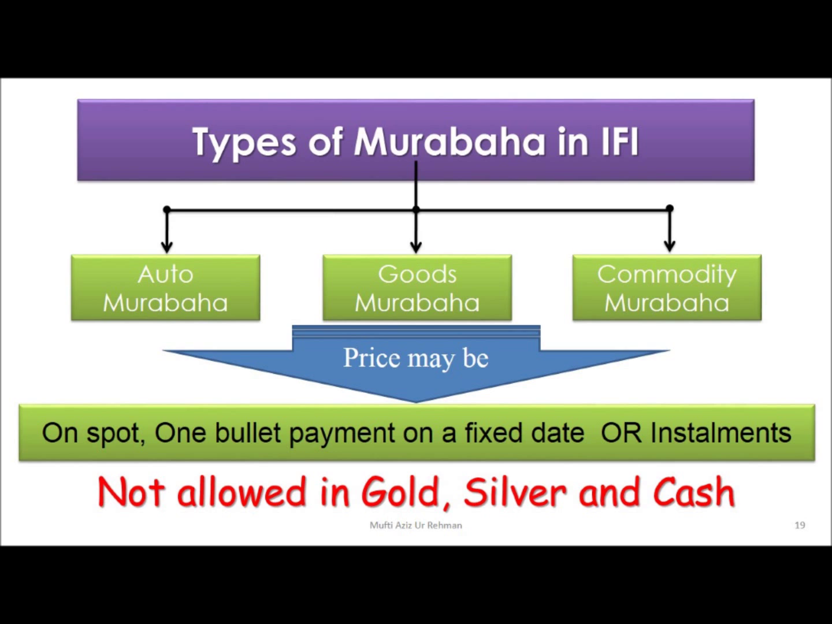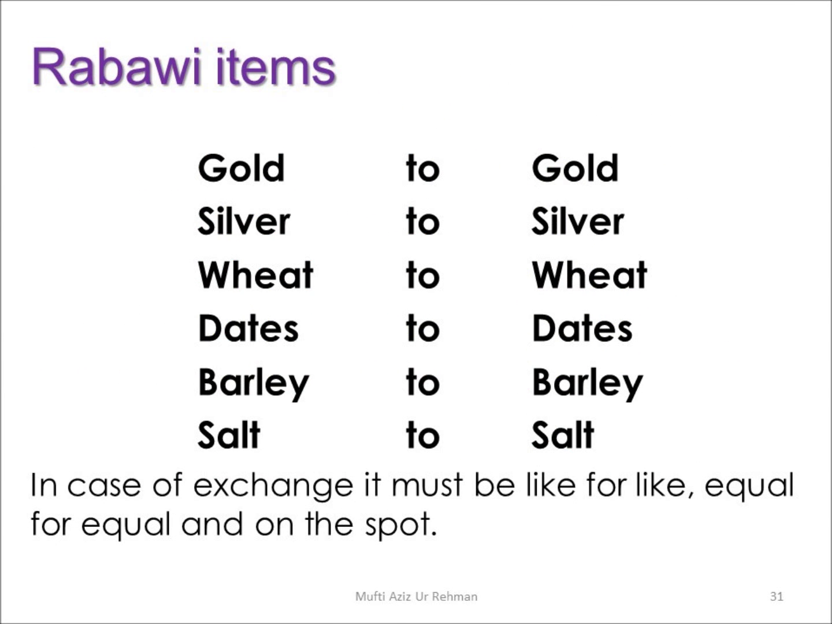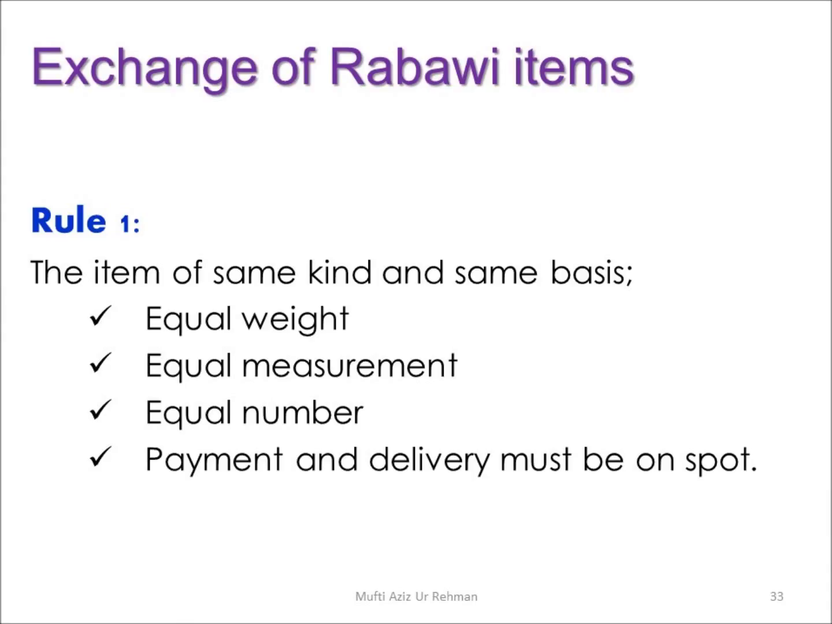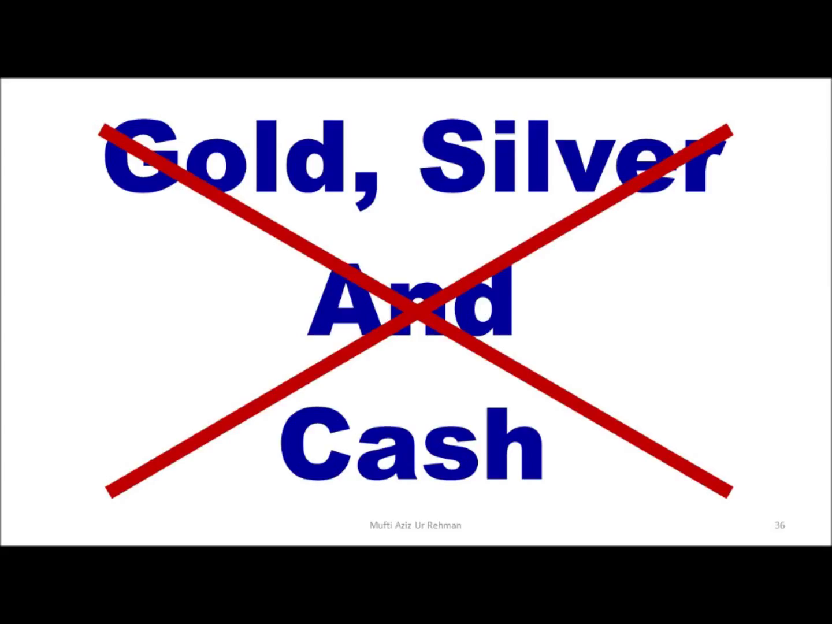Not allowed in gold, silver and cash. Because in gold and silver you cannot take any advantage of time. Gold to gold, silver to silver, cash to cash must be exchanged on spot and hand to hand. No excess, no extra, no different amount. So, there is not one product. There is nothing in our Islamic banks playing with gold, silver and cash. We are not doing business in these three areas.